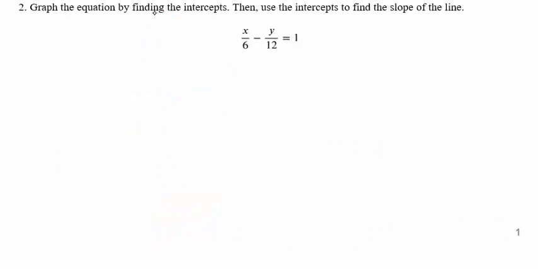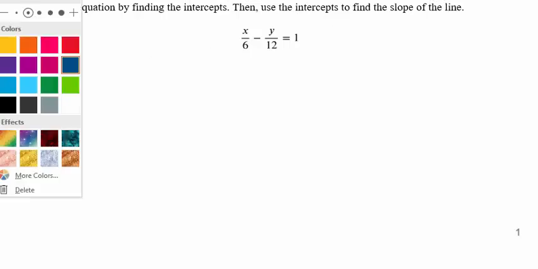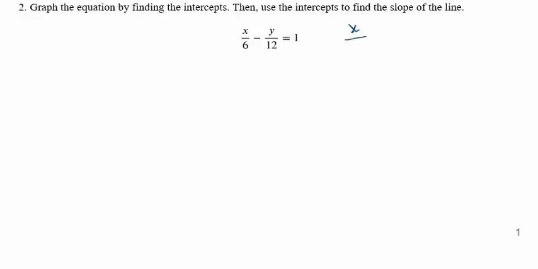Okay, number 2, we're asked to graph the equation by finding the intercepts. Use the intercepts to find the slope of the line. Okay, so this equation happens to be in this modified form of the general form of a line: x over a plus y over b is equal to 1. Okay, and so we can rewrite this as x over 6 plus y over negative 12, just move that minus to the denominator, is equal to 1.